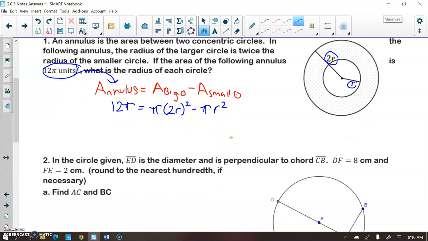So what's going to happen is I have 12 pi is equal to 2r squared, which is going to be 4r squared, and I'm going to put the pi on the end. And same thing here, I'm going to put the pi on the end. So I do wind up with 12 pi. These are like terms: 4r squared pi minus r squared pi is 3r squared pi.